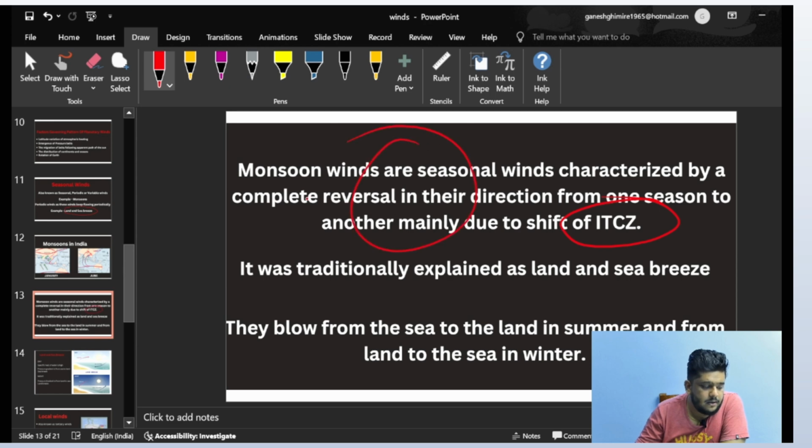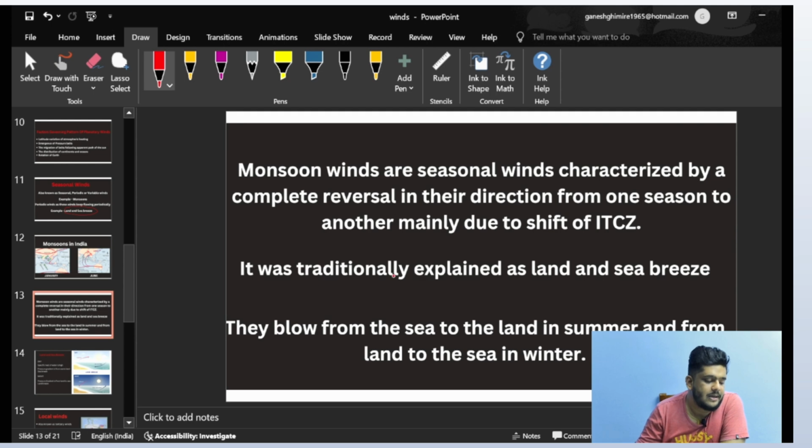If this is the Earth, this is the equator, and here I had said that there lies an ITCZ. But the ITCZ does not always remain at the equator. Sometimes it shifts to the northern hemisphere, sometimes it shifts to the southern hemisphere. All right, that's the reason why monsoon winds are also determined by the shift of ITCZ.